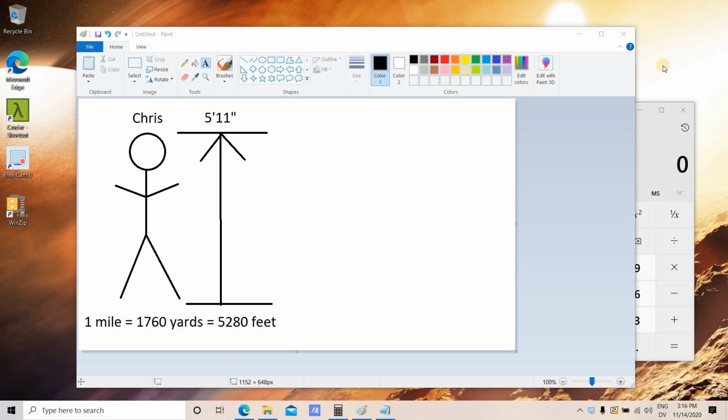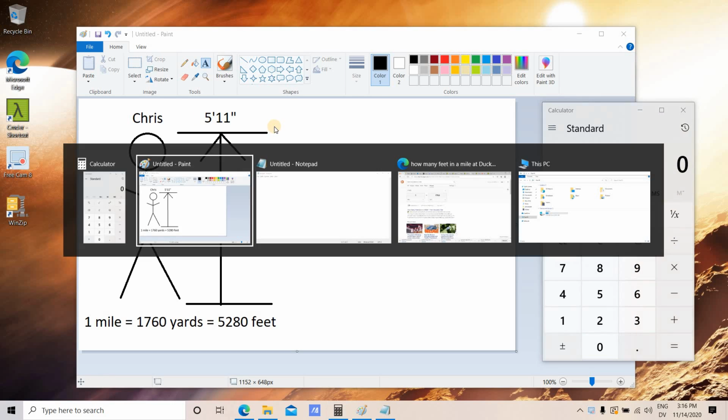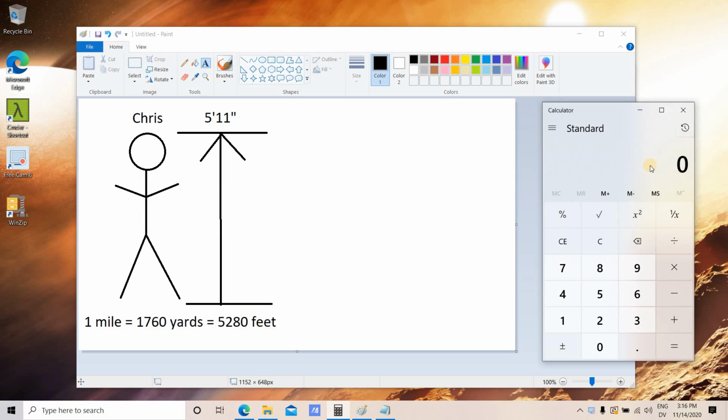Alrighty, so what is a hash? It's actually pretty simple. First, we're going to take the example of this dude right here. We'll call him Chris, and we'll say that he's 5'11". Now we know that 1 foot is 12 inches, so we're going to go over to the calculator.